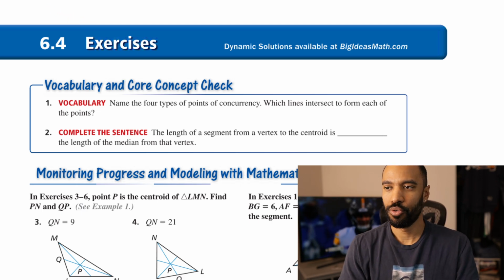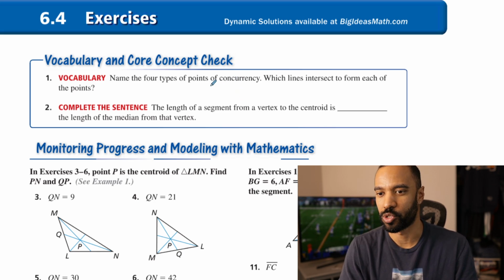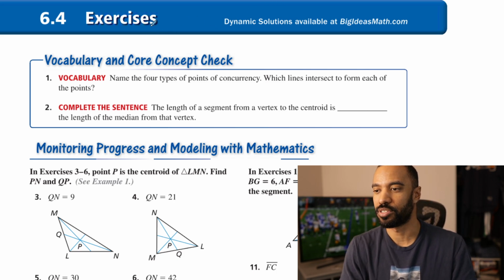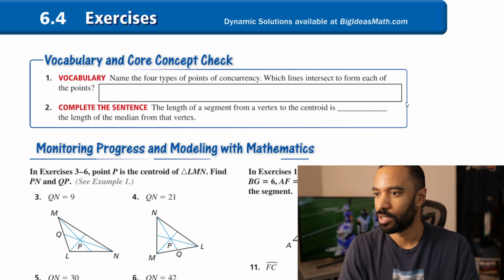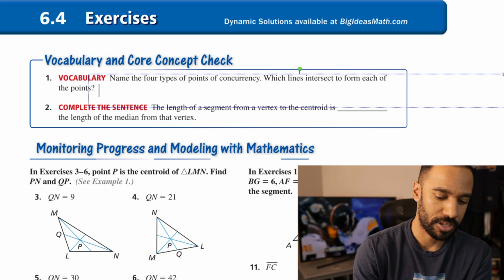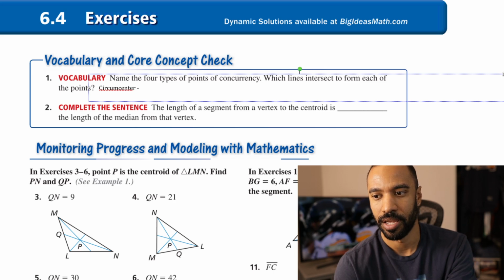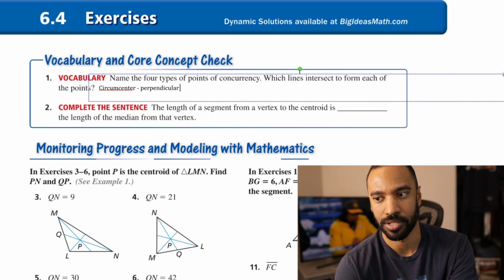All right, guys, we're going to move on into the vocabulary and core concept check, numbers 1 and 2, and then we will do the problem set. Are you ready? I am. Let's go. Name the 4 types of points of concurrency. Which lines intersect to form each of the points? That was just named in the last one, if you just saw those pages in the concept summary. The first one we'll use is called the circumcenter. That is made by the intersection of the perpendicular bisectors of the triangle.